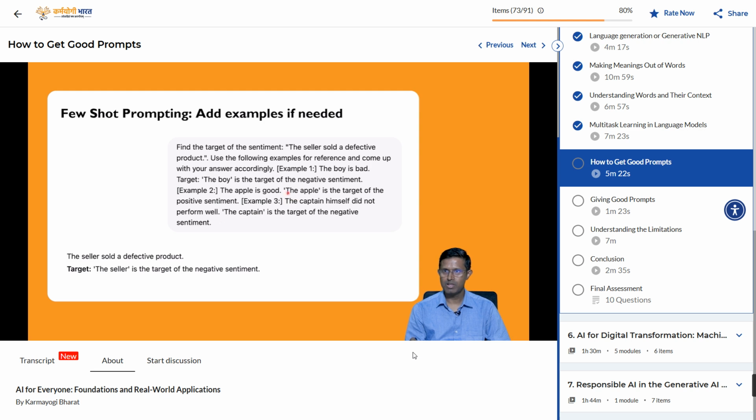In all these examples, the target is mentioned and the type of sentiment is also mentioned. So although the statement says find the target of the sentiment, since the examples have this additional signal about the sentiment, we expect that the output will also contain that. Here we see the seller sold a defective product. The seller is the target of a negative sentiment. So it has also learned from the examples. This is called few shot prompting. Few shot means a few number of examples. If you do not give any examples, that is zero shot prompting, which we saw in the earlier slide.